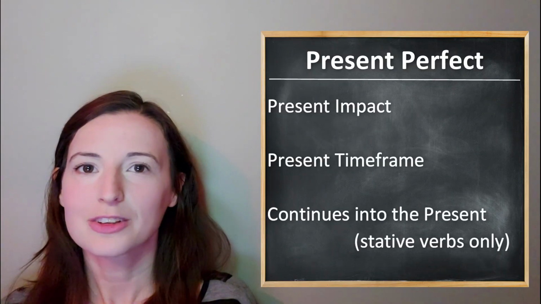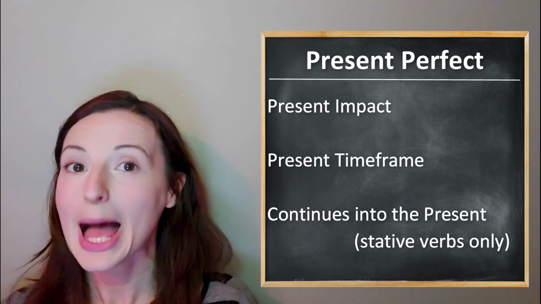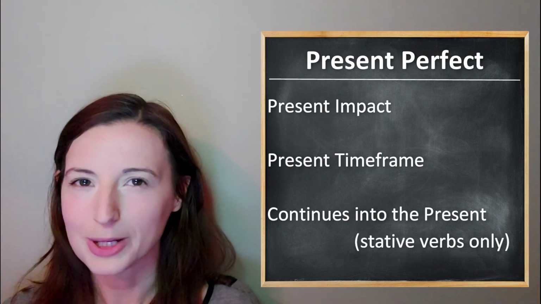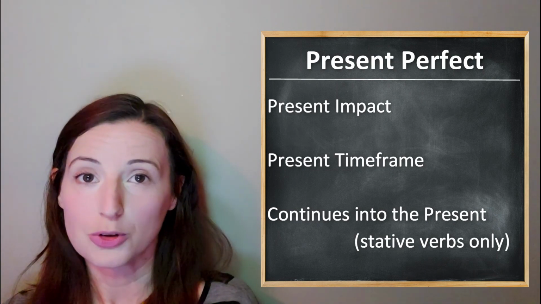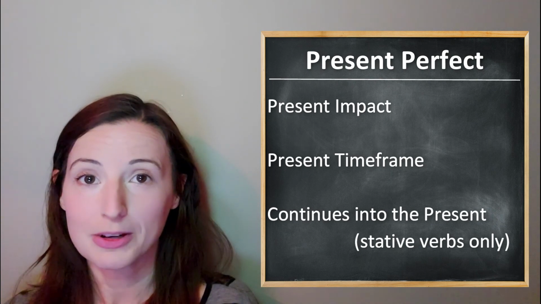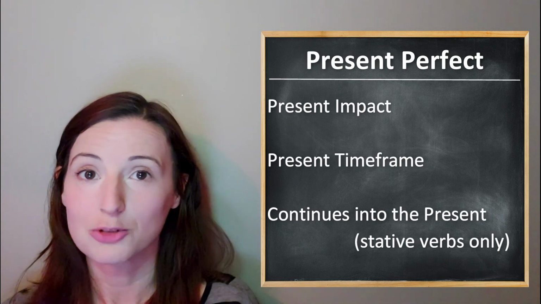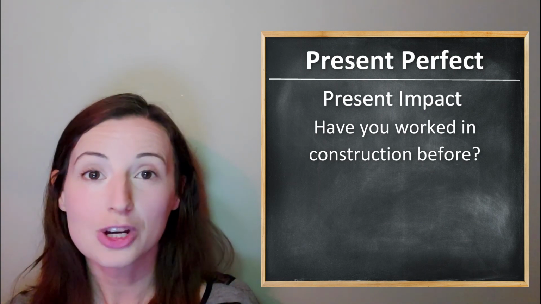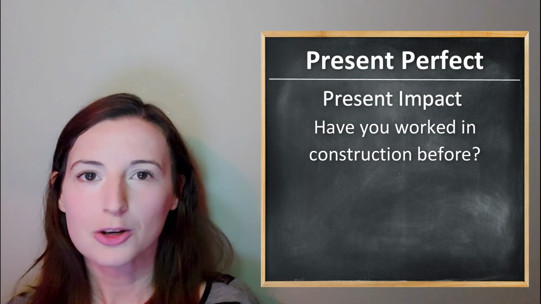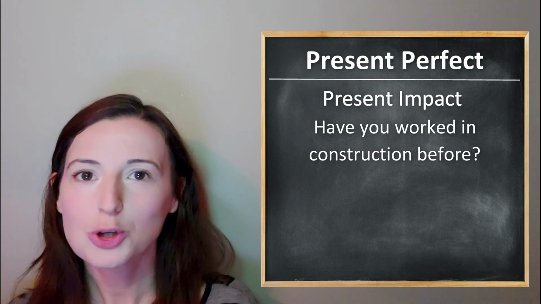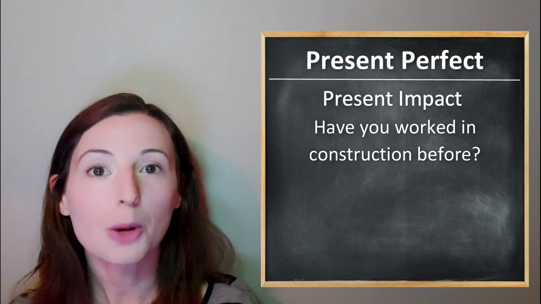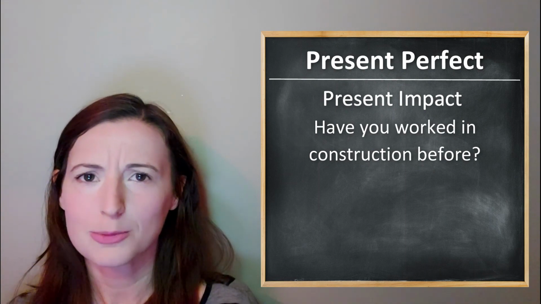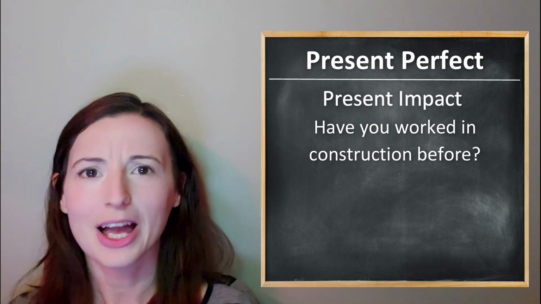The present perfect is used to talk about something that happened in the past, but has a present impact or time frame. This is especially useful to talk about how your past experiences affect what's happening right now. For example, have you ever worked in construction before? Here, the question is asking how your past experiences will help you with your current job. It doesn't matter when the experience occurred, just that you had it.